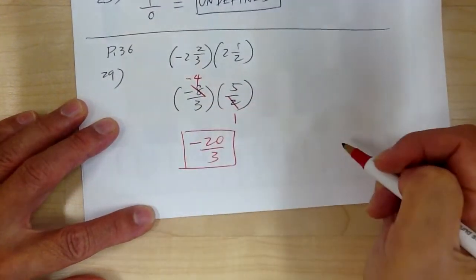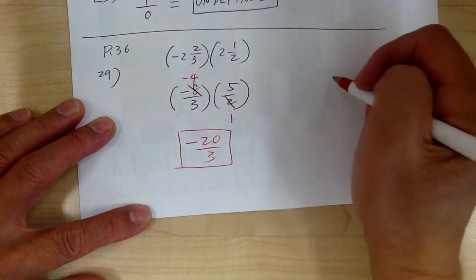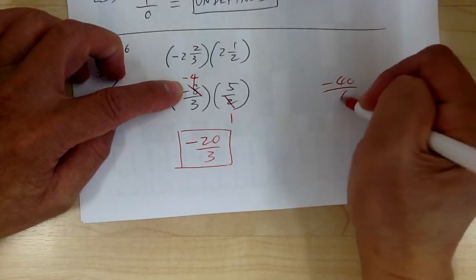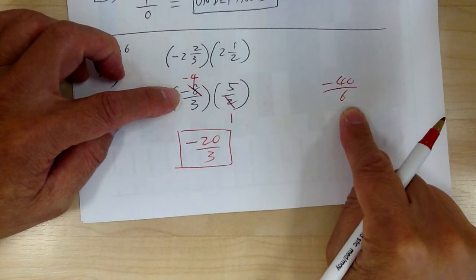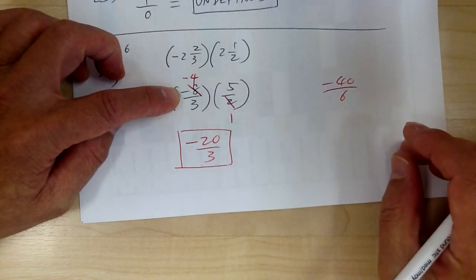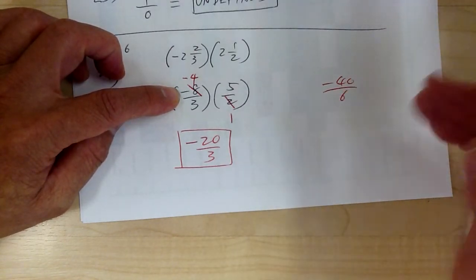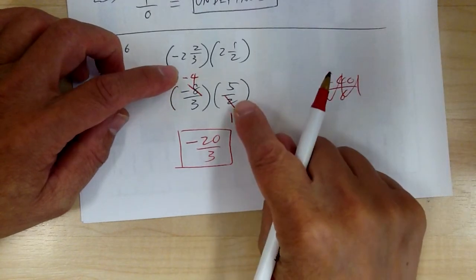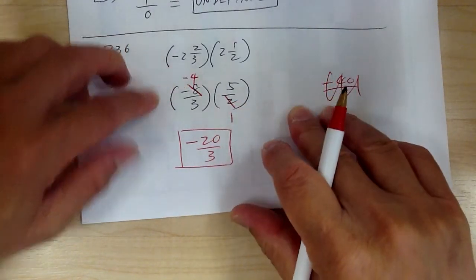And that's it. Okay. So don't multiply out. Don't do this. Don't make it into -40 over 6. Don't multiply out, make it into a big number, and then you have to worry about reducing. You just make things difficult. Okay. So don't do that. Just go and reduce first before you multiply. Okay.